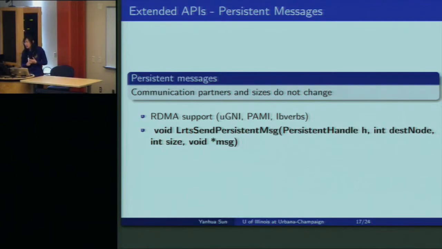So in order to use this feature, we define the LrtsSendPersistentMessage, and the remote side memory information is included in the persistent handler. This data structure can be defined differently at the lower level machine layer.